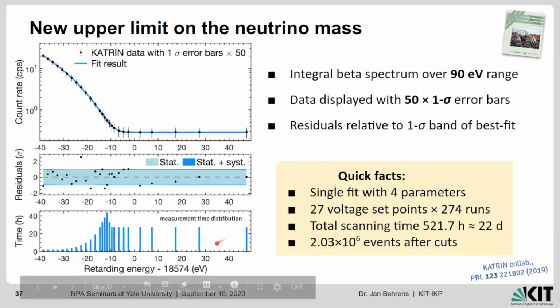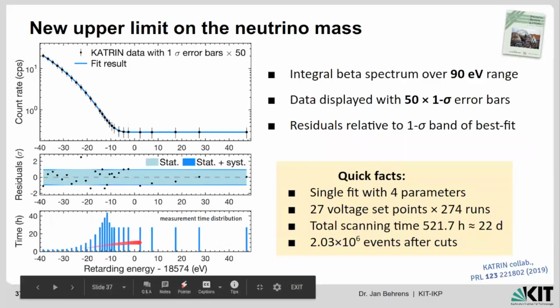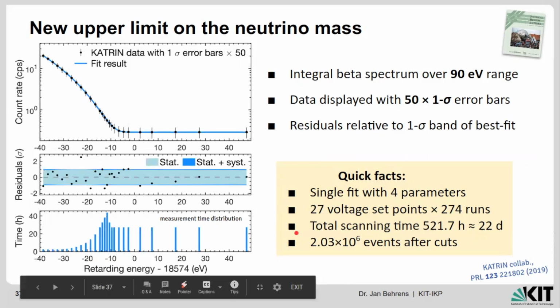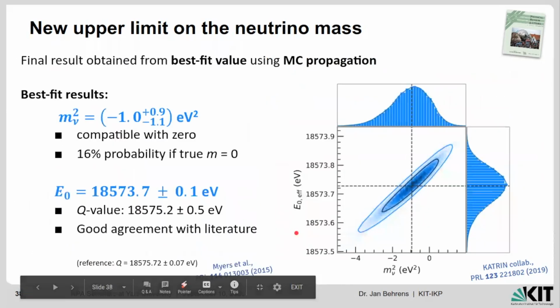And we have 27 voltage set points for the retarding energy in this setting, and 274 runs in total. And as I mentioned, this is 22 days of data in total, or 22 days of measurement time.